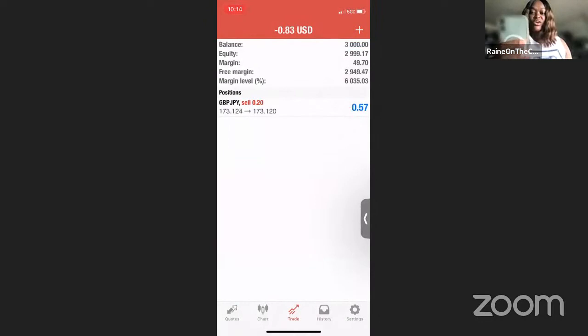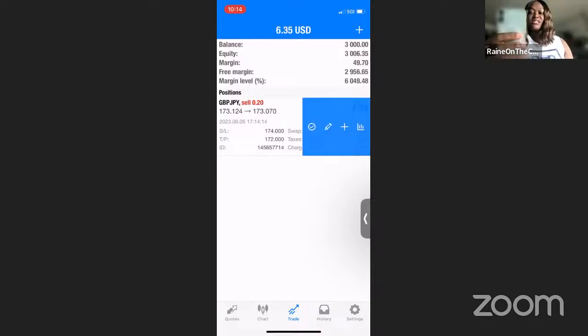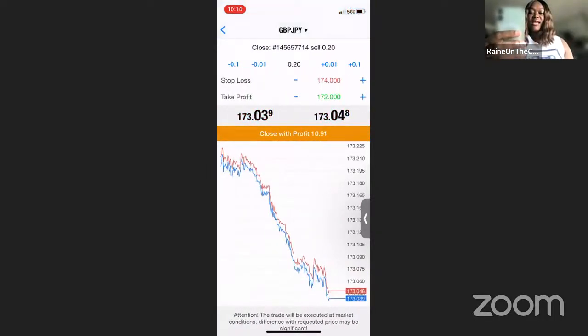When you enter a trade, you're automatically in red. Once you're in blue, you're in profits. And this is going down because we saw that there was news and the price dropped, pulled back up, it dropped again. But when you're in blue, you're in profits. You wanted to hit your take profit to exit the trade, but say you decide that you want to get out of the trade with the profits that you have, you can just swipe left, hit that, and hit close with profit. That's one way to do it.